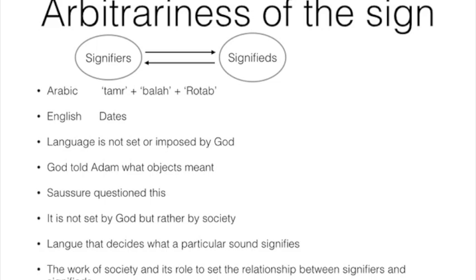Saussure questioned all this. He didn't believe in that. It is not set by God, but rather by society. That's what he thinks. So there is society that imposes on us the kind of language we use. That's why you have different types of dates, balah, tamr for the Gulf, and only one word for the same product in English. Because of society. It is society that decides what a particular sound signifies, its role is to set the relationship between signifiers and signified. This is the meaning of the picture illustration you have on the top.